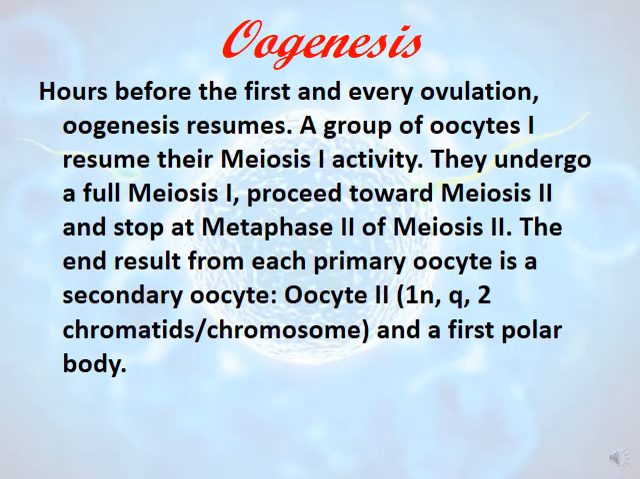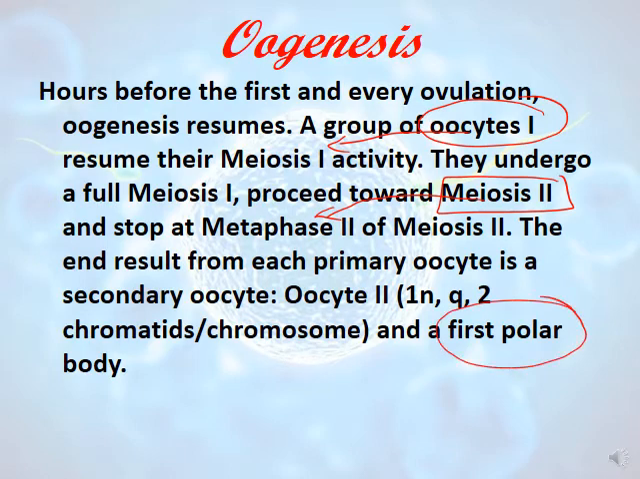Hours before each ovulation, oogenesis will resume. Oocyte 1 will continue meiosis 1, so they undergo full meiosis 1 to reach meiosis 2, and they are arrested at metaphase 2 of meiosis 2. So the end result from each primary oocyte is a secondary oocyte. Oocyte 1 gives oocyte 2, 1N, Q, 2 chromatids per chromosome, and the first polar body is here.